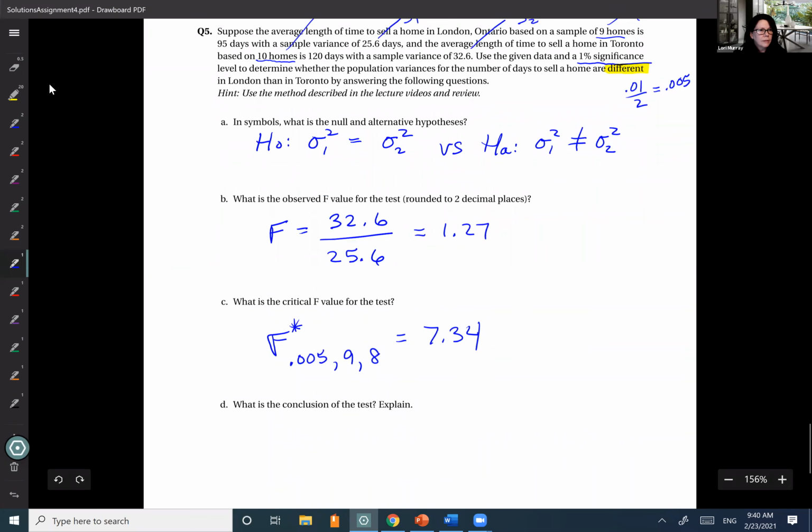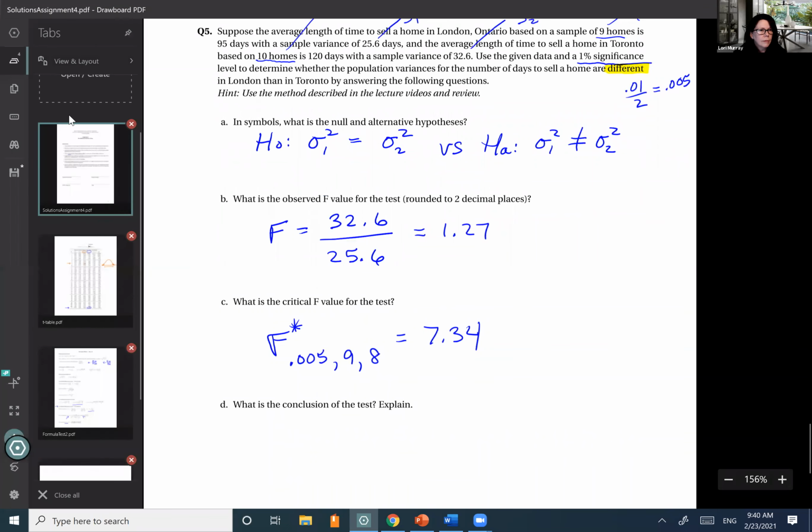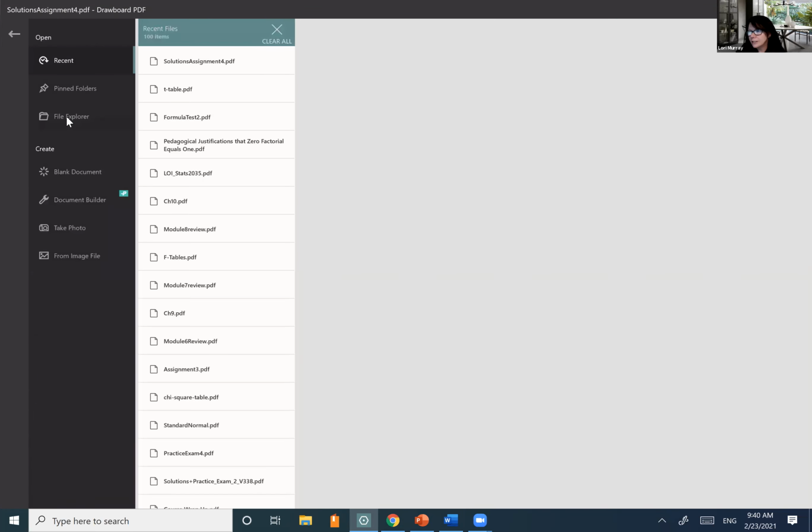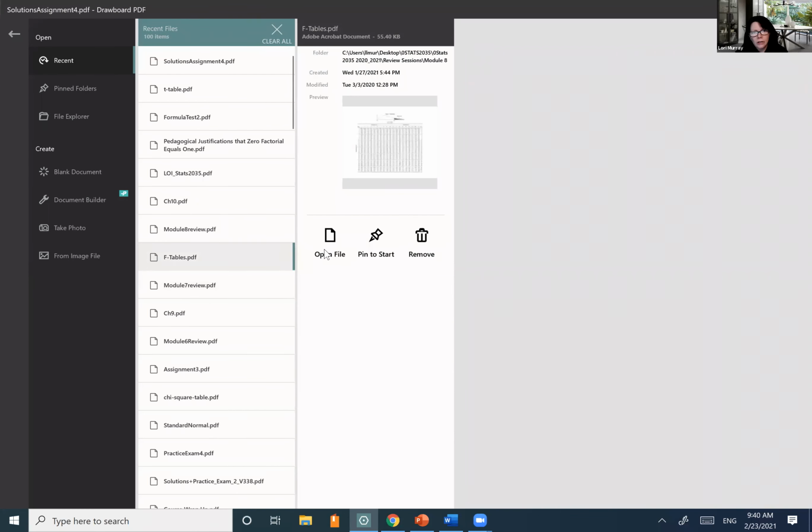I can grab the table. I don't mind. You just got to bear with me while I try to find the F table. I apologize. I should have had these ready. I should have had the F table. There we go. Open the file.